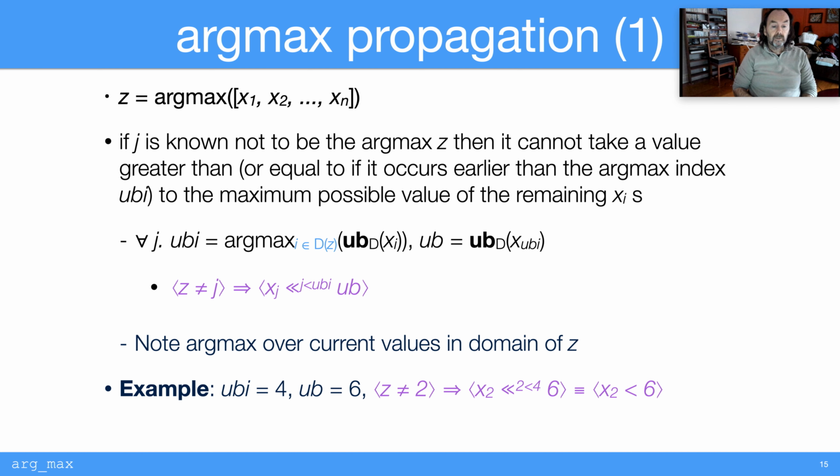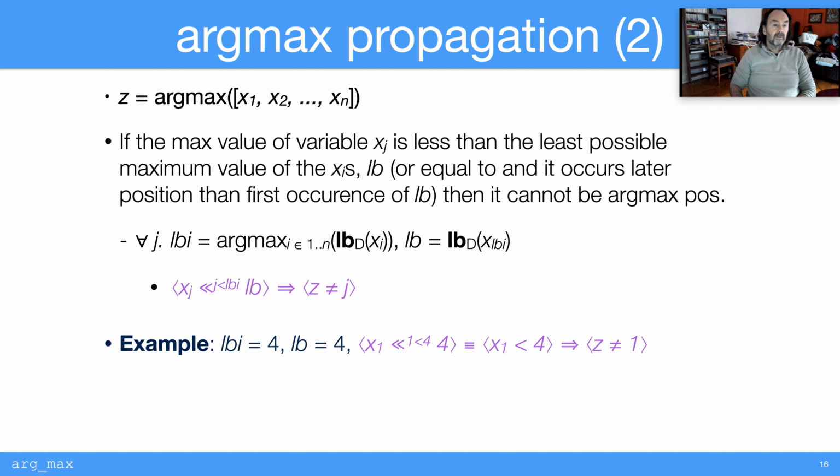Right? So if we look at our example, the index of the current upper bound is index 4, which takes the value 6. And because of Z not equal to 2, we get this implication that x2, which is not in Z, is strictly less than 6. Right? So it can't take the value 6, and has to be less than or equal to 5, which is exactly one of the missing implications we had.